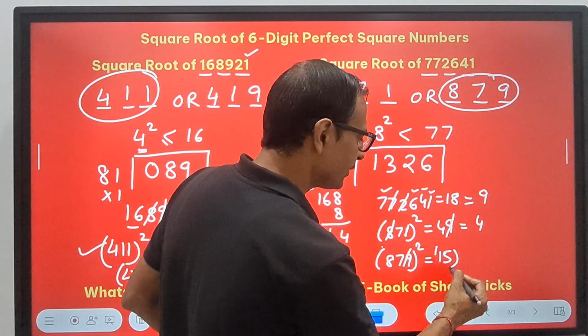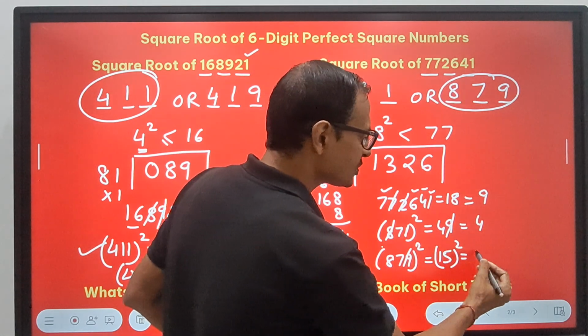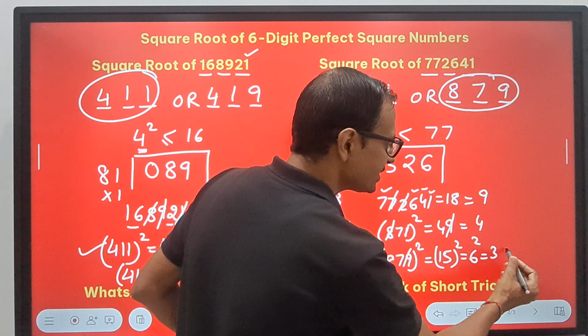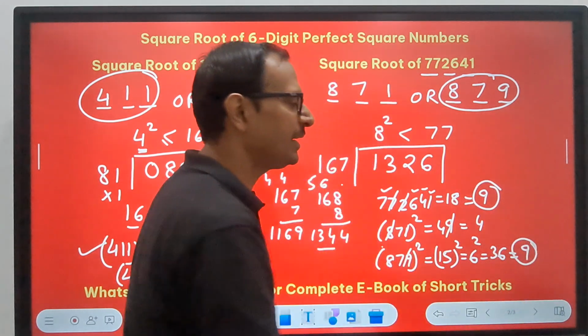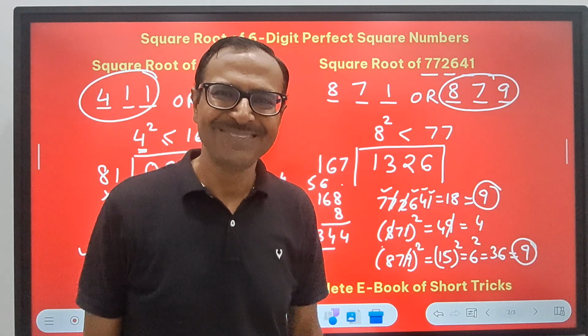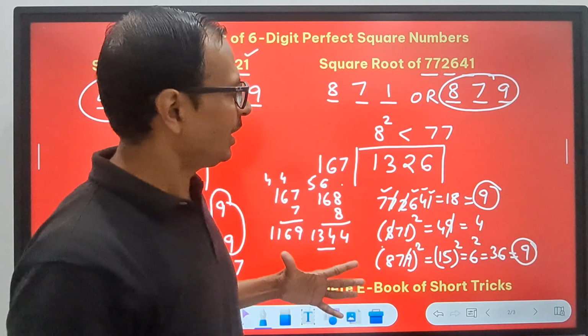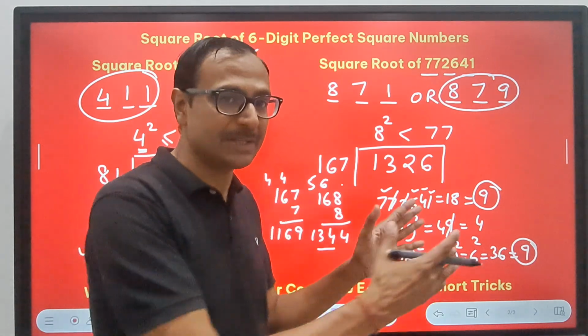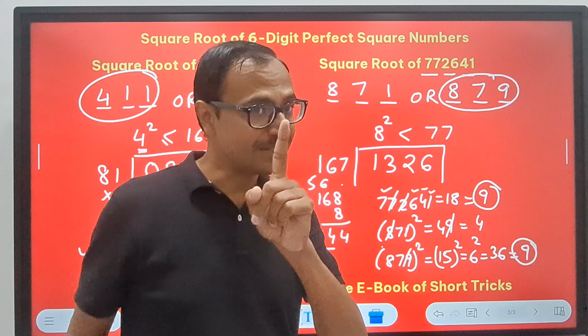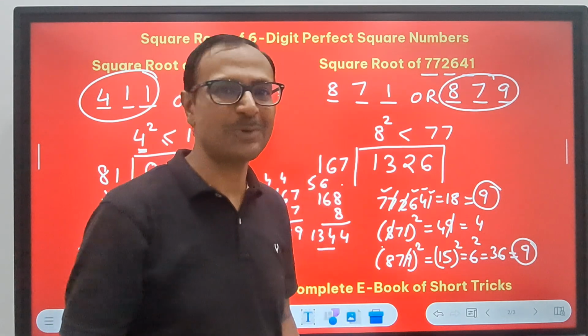So 15 square. 5 plus 1, 6. So 6 square. 6 square is 36. 36 is 3 plus 6, 9. And there it goes. It tallies with 9. So friends, I did 879 just to make you understand that the method of digit sum works, and if it doesn't work, you have to go for vertically and crosswise, okay?